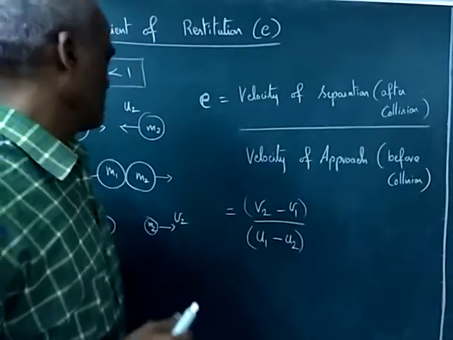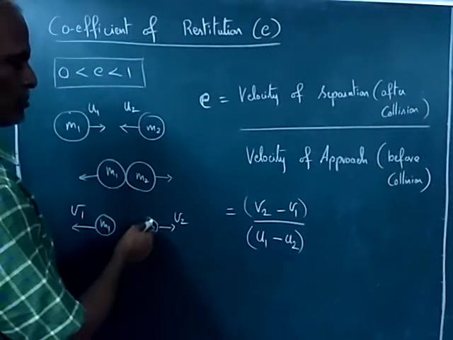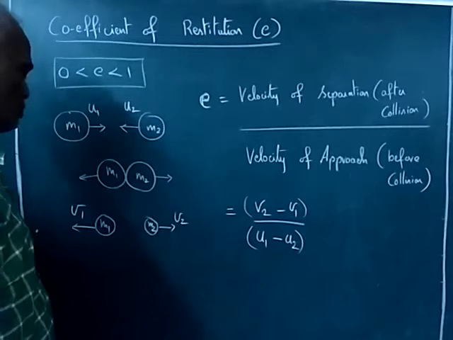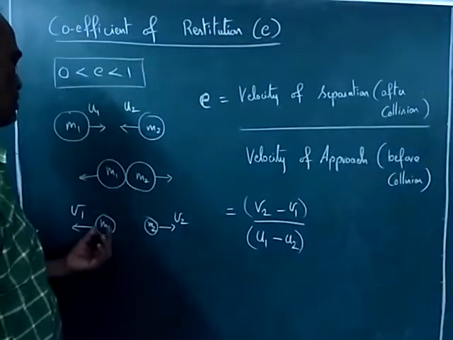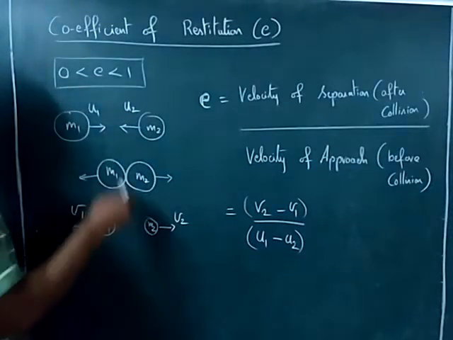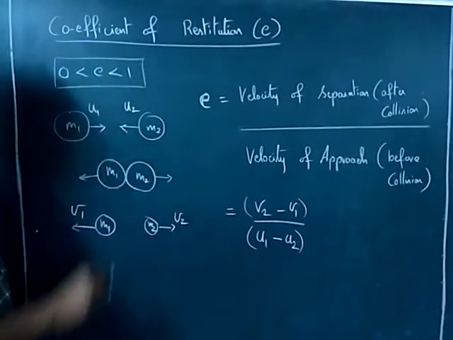So after collision, we know that object 2 with mass m2 moves with the velocity v2, and object 1 with mass m1 moves with the velocity v1. Similarly, for m1 and m2 before collision, the velocities are u1 and u2.